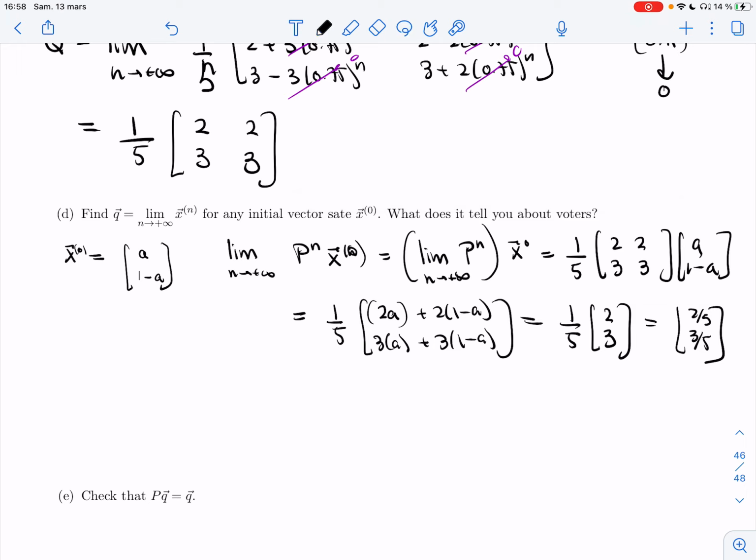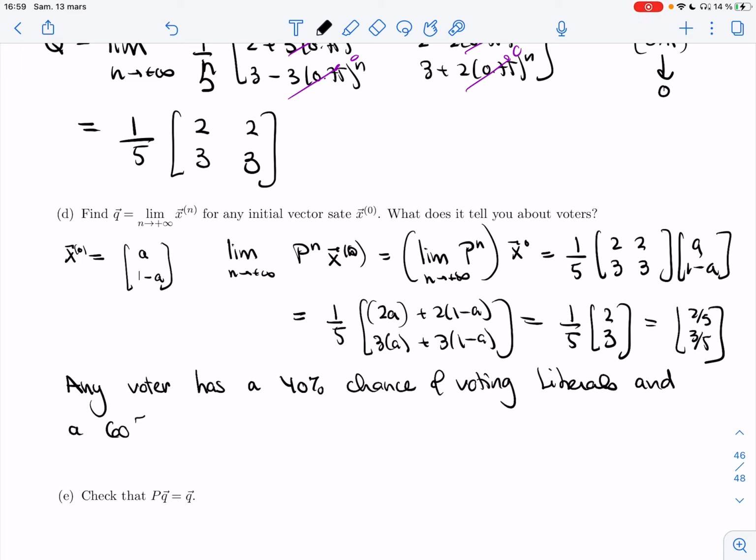So what does it tell you about voters? A voter has a 40% chance of voting liberal and a 60% chance of voting conservative in a faraway election, right? The further away, the better, a faraway election.